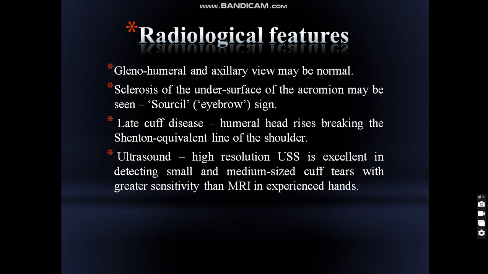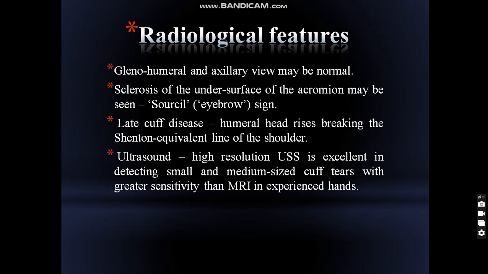Radiological features: glenohumeral and axillary view may be normal. Sclerosis of the undersurface of the acromion may be seen. Sourcil (eyebrow) sign. Late cuff disease: humeral head rises, breaking the Shenton equivalent line of the shoulder.